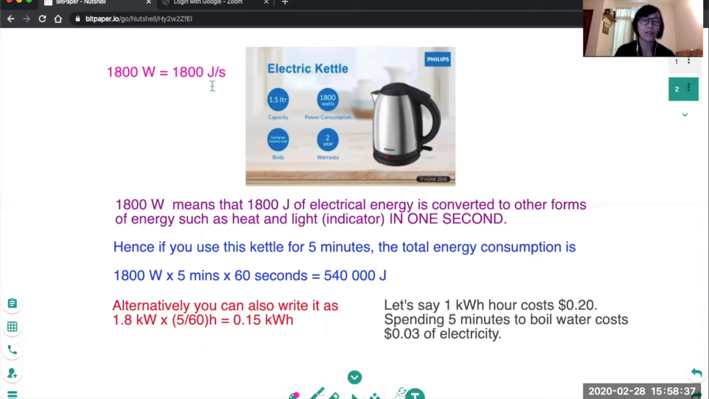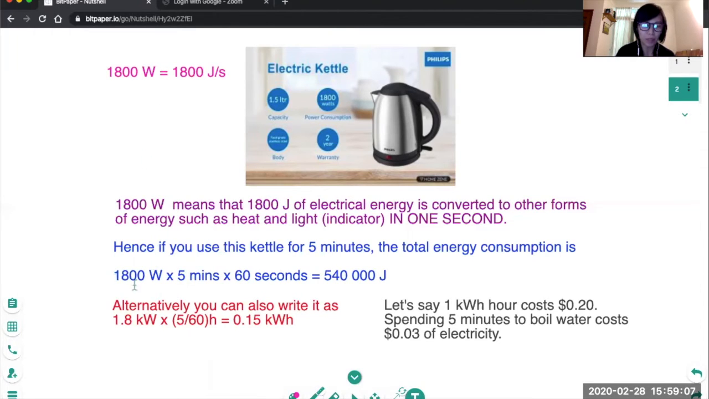Okay, so if you notice, power is not exactly energy, but it's related to energy. It's the amount of energy converted in 1 second. Now just imagine that you're going to boil water with this kettle and you're going to use it just for 5 minutes.